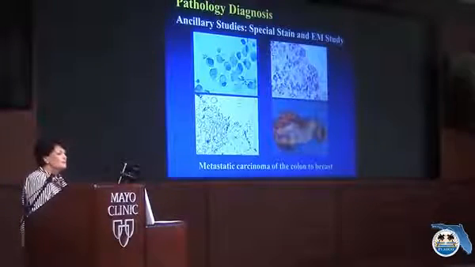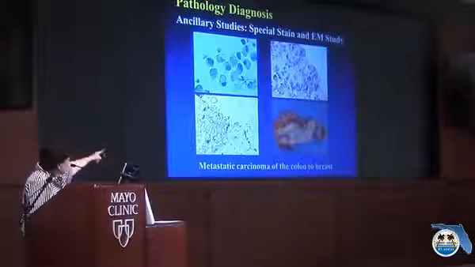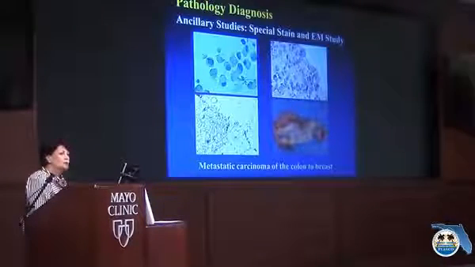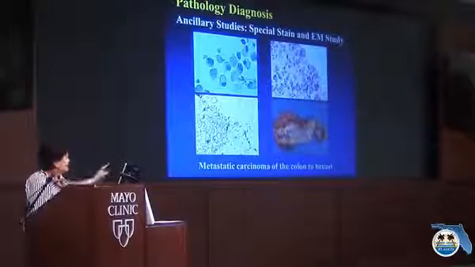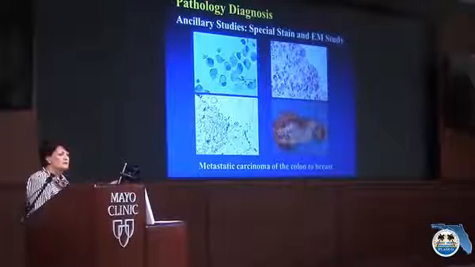So we did electron microscopy to see whether we can make that differentiation. And in electron microscopy, you see this tube. These are the villi that is only present in colorectal cancer. And then this is the primary tumor of the patient that has had colon cancer before. And this is metastatic to the breast.